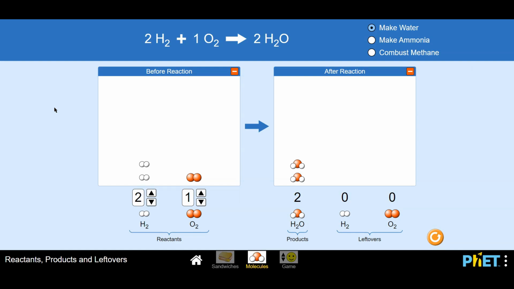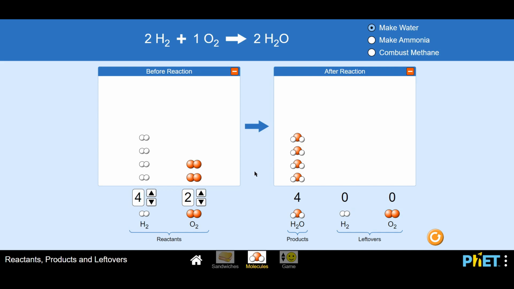If we were to continue on with this, you would see that the same thing that happened with the sandwiches will happen with the molecules. So if I add an extra oxygen molecule, it's left over because I need 2 hydrogen molecules in order to make more water molecules. So even if I add 1 more hydrogen molecule, I have enough to make water, but in order for this reaction to work, I need 2 hydrogen molecules and 1 oxygen molecule. So once I add this 4th hydrogen molecule, then I get 2 more molecules of water.